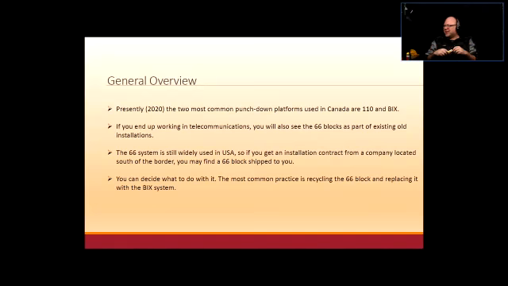So here's the thing that I wrote. You can decide what to do with it. In Canada, from my experience, the most common practice would be recycling the 66 block and replacing it with the BICS system. All right. Now, if it's a Canadian company, then chances are you're going to have a BICS block or BICS platform shipped to you.